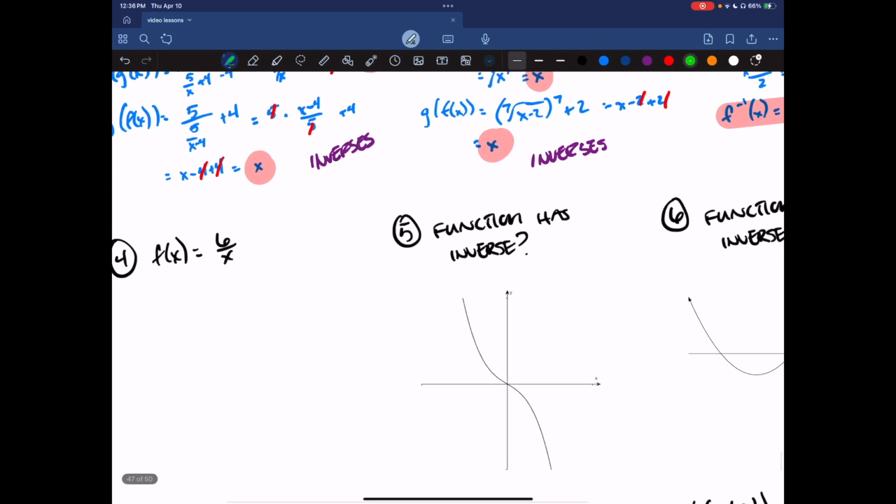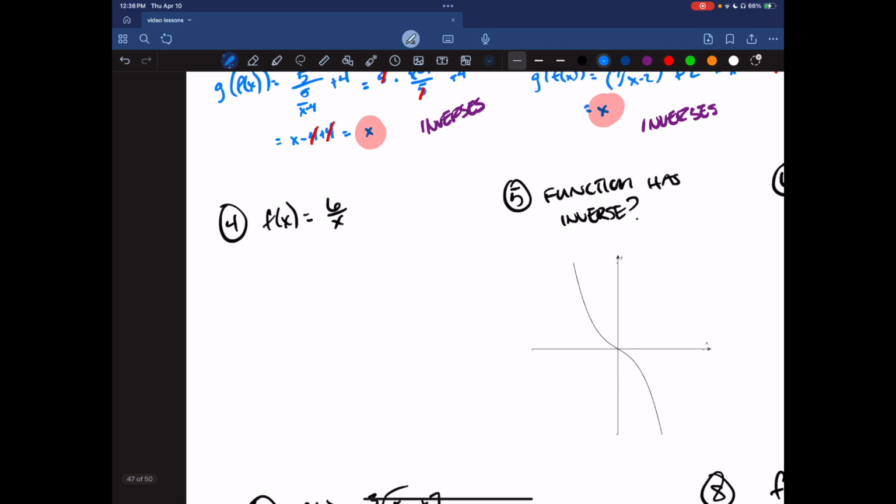Okay. Let's do it again on number 4. So this is going to be y equals 6 over x. I'm going to switch places. This is going to be x equals 6 over y. And now I'm going to multiply by y to get it to the other side. So 6. I'm going to divide by x to get y by itself. So this is going to be 6 over x. Well, it turns out that my inverse and my original are mirror images of one another. So this is going to be f inverse of x equals 6 over x.